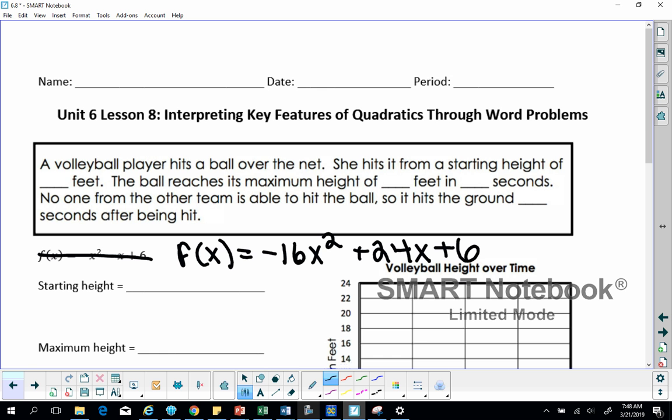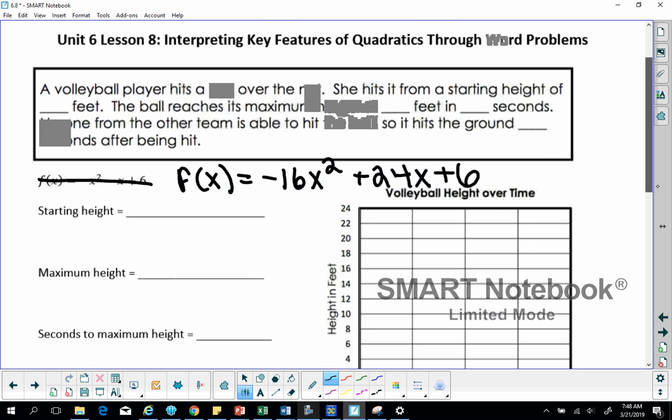So it says a volleyball player hits a ball over the net. She hits the ball from a starting height of blank feet. The ball reaches its max height of blank feet in blank seconds. No one from the other team is able to hit the ball, so it hits the ground blank seconds after being hit. So first I'm starting with my starting height. What does starting height indicate? Y-intercept. So first I need to find my y-intercept.